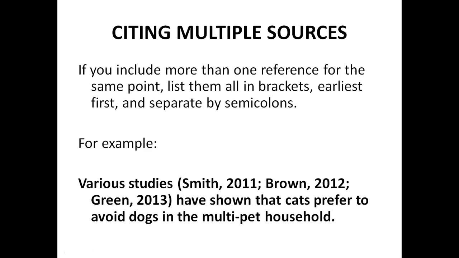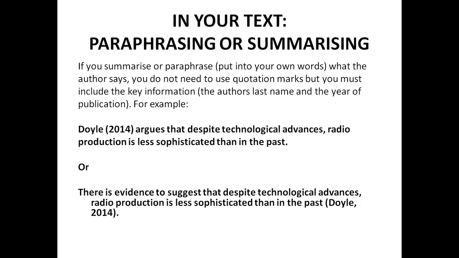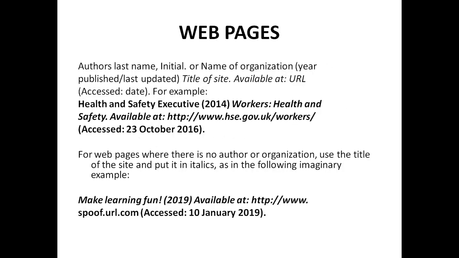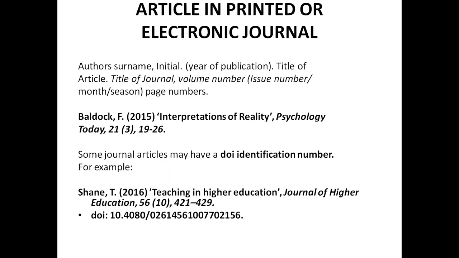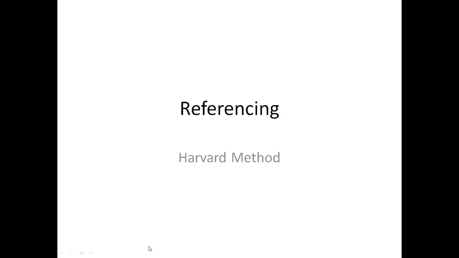So basically, those are the different ways in which you can do referencing. Are there any questions? So I'll expect that in text referencing, you do it the way I've indicated here. And for your reference list, you do it again the way I've indicated. And I'll send all these examples to you. Any questions? Yes. Okay.